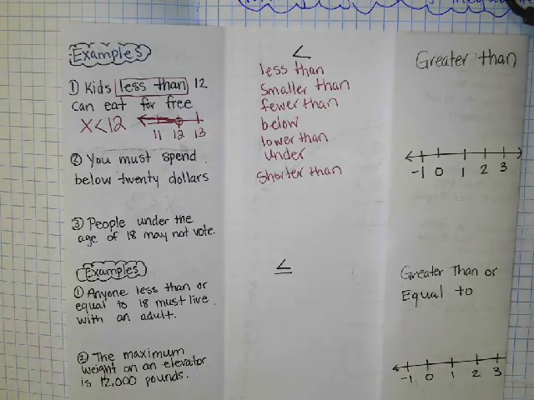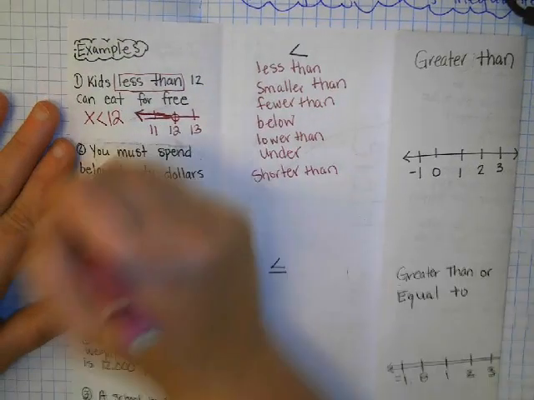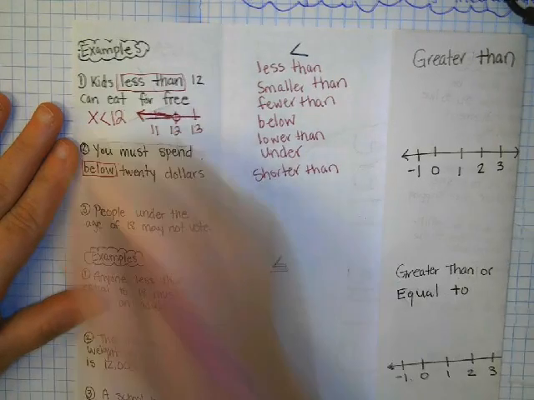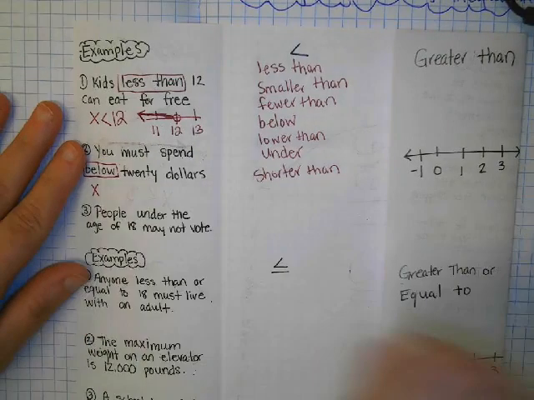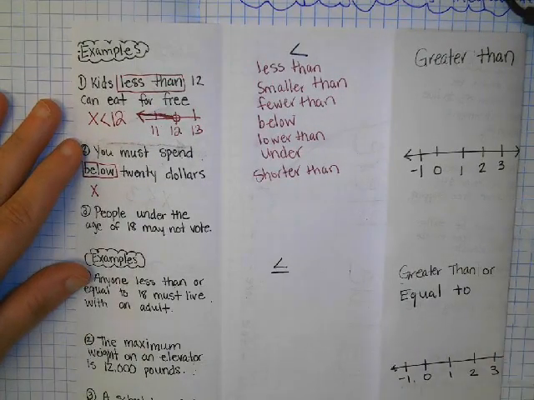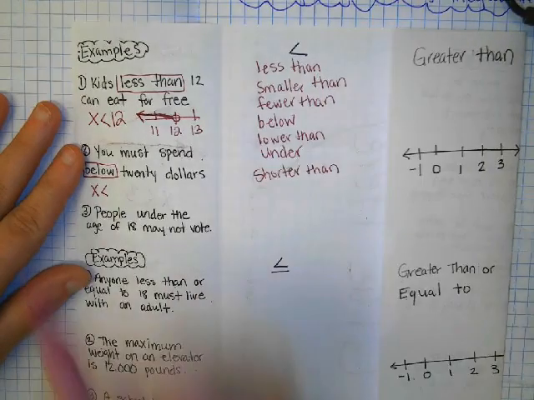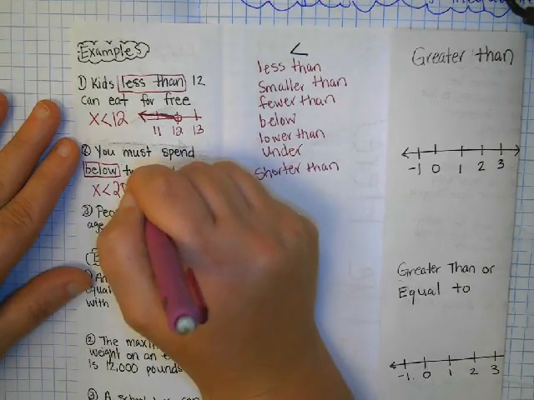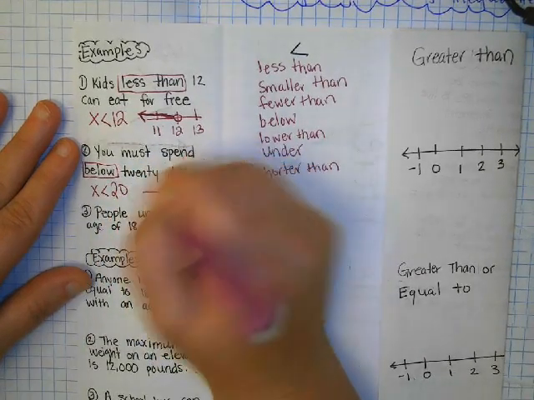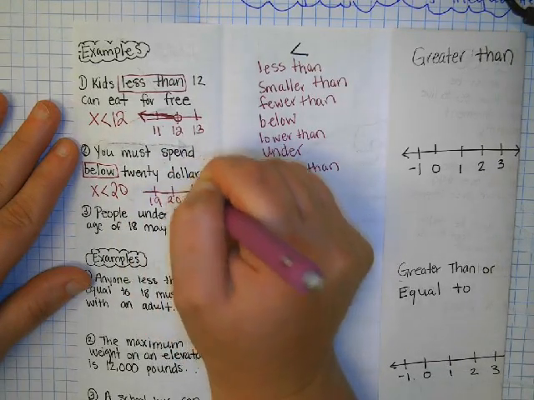You must spend below $20. Think about what is the key word for this statement. If you said below, you are correct. You must spend below $20. How much can I spend? I don't know. I'm going to call that X. But I must spend below, less than $20. So if I want to graph that, I'm going to put my number in the middle, one less, one bigger.